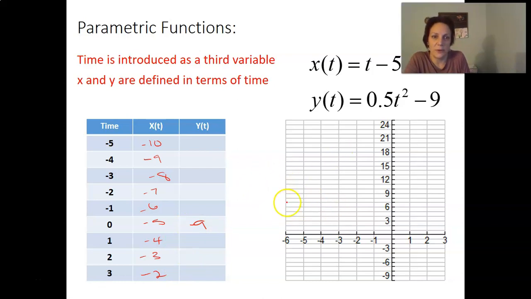At 0, it's 0.5 t squared, so it's 0 minus 9. And then since this is a parabola with its minimum at negative 9, I know I'm going to have symmetrical points around here. So if I do 1, that is 0.5 minus 9, so negative 8.5. And I know I'll have a negative 8.5 on this side as well. When I do 2, 2 squared is 4, half of that is 2, so I'm going to have a negative 7 for both positive and negative 2. When I do 3, it's 4.5, so negative 4.5.